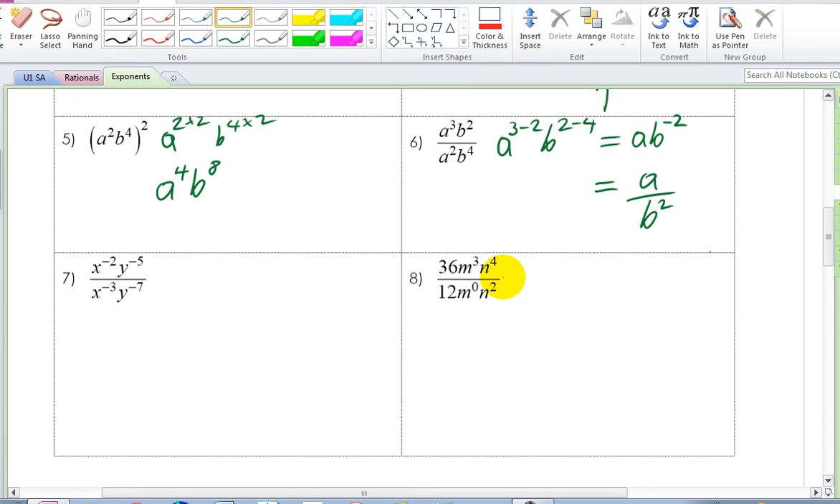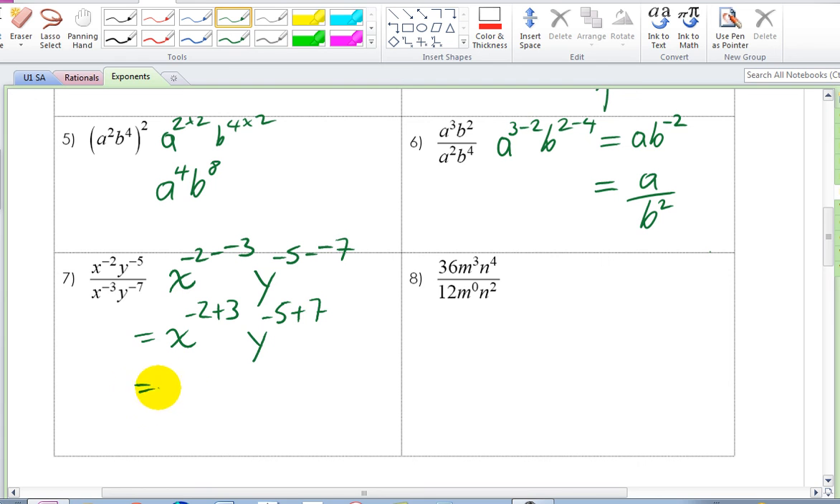Okay, next one. X is, what's the work? Negative 2 minus negative 3. Ooh la la, tricky. Next one. Y, negative 5 minus negative 7. Knowing how smart you guys are, you would have gone plus 3 and plus 7, and then you went x to the 1, which we don't have to write, y to the 2. So I would just go back and erase that 1. How many people got that? Hands up. Oh, good.